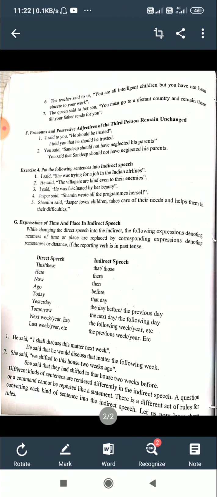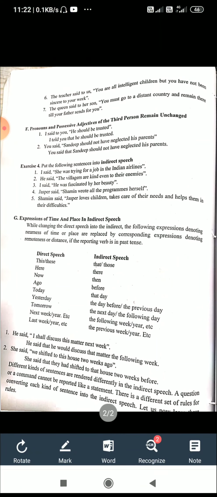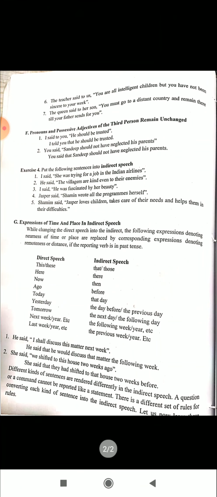He said, "I shall discuss this matter next week." So here, next week: the answer is, he said that he would discuss that matter the following week. Next week in the direct speech is changed to the following week. She said, "We shifted to this house 2 days ago." She said that they had shifted to that house 2 days before. Ago is changed into before.